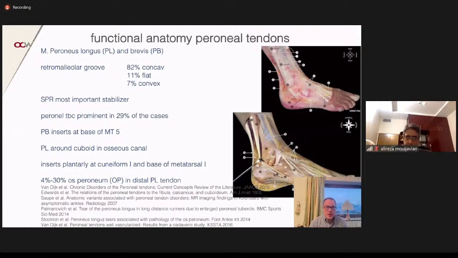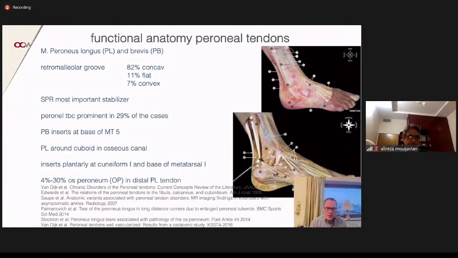The peroneus longus and brevis run behind the fibula in a retromalleolar groove proximally, although it needs to be stated that it's only in about 80% of the cases a real concave groove. In about 20% of the cases, the groove is configured flat or even convex, making the tendons prone to instability. Nonetheless, the most important stabilizer of the tendons is the superior peroneal retinaculum. If we follow the course of the tendons more distally, there's the peroneal tubercle that marks the entry into individual tendon sheaths distally, and that peroneal tubercle can be prominent in about 29% of the cases.